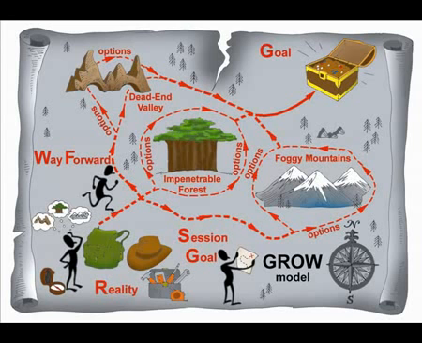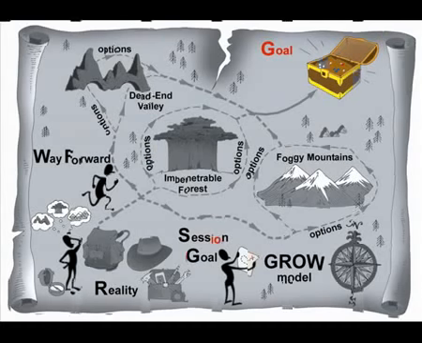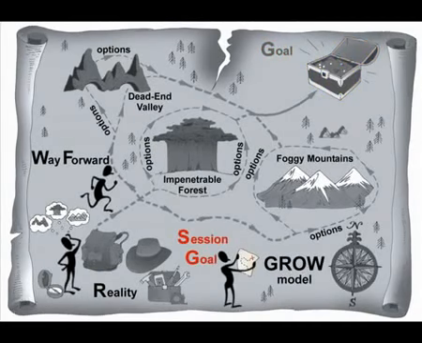Here we return to the map. The map is a useful analogy because it visually represents the journey a client will follow using GROW. On the map, the goal is your destination point, where you want to be. This is the equivalent of what the client wants to achieve. The session goal is what the client wants out of the GROW session.